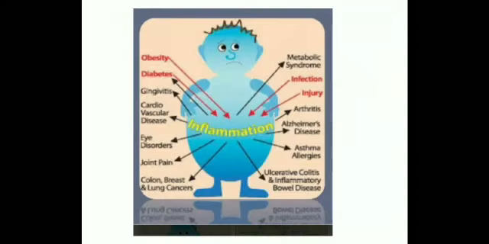Okay, let's discuss this picture. With red color, it is shown that infection, injury, obesity, and diabetes can lead to inflammation, while inflammation can lead to metabolic syndrome, arthritis, Alzheimer's disease, asthma, allergies, ulcerative colitis, inflammatory bowel disease, colon, breast, and lung cancers, joint pain, eye disorder, cardiovascular disease, and gingivitis.